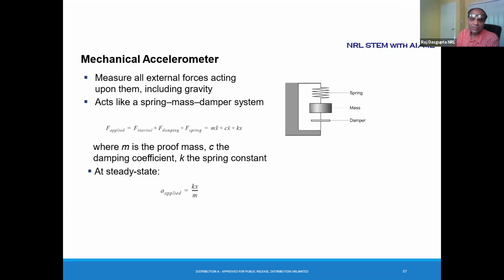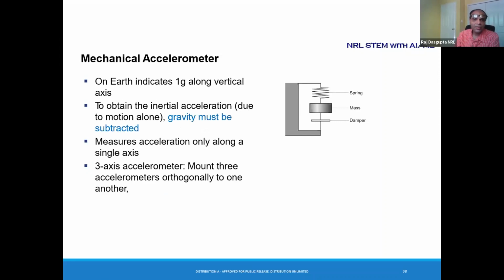It looks like this. You have a mass with a spring and a damper attached to it. When this accelerometer moves along with the robot, the mass undergoes acceleration due to the motion, and the mass along with the spring moves. And you can apply these equations here to calculate the acceleration faced by this mass from the constants and from how much the spring has moved. That is the value x, the amount of movement that the spring has done. So that's how a mechanical accelerometer works.